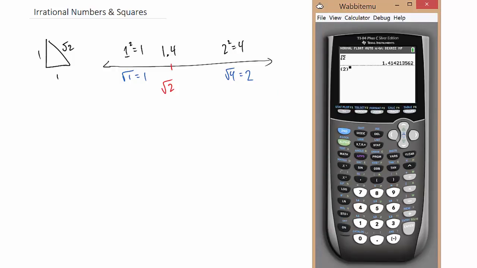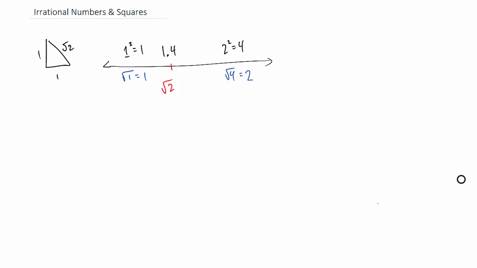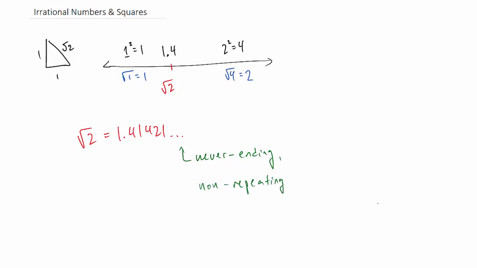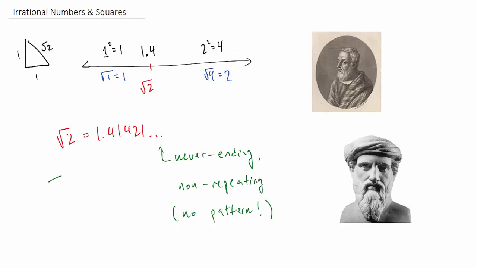But is that the exact number? Now, we can, of course, check this on a calculator, and we find that it is close to 1.4, but there's a bunch of decimals after that. So what all those decimals are, is they're kind of funny. They're actually going on forever. They're never-ending decimals that are not repeating, which means there's no pattern to them. And this is what we call an irrational number.